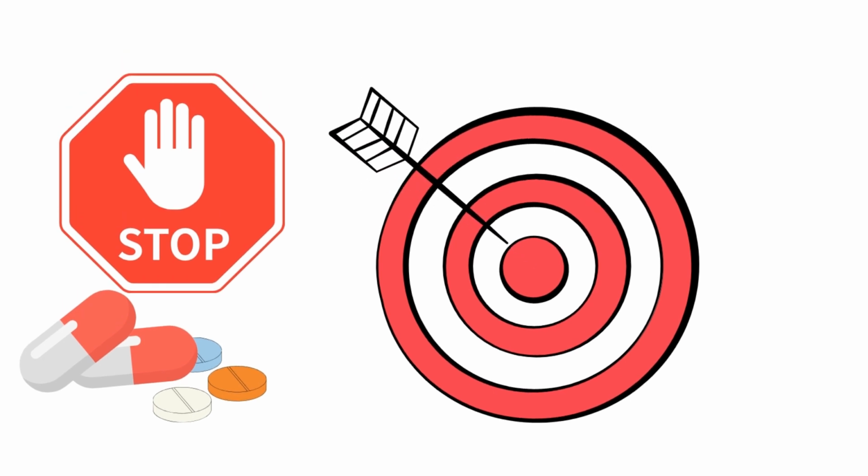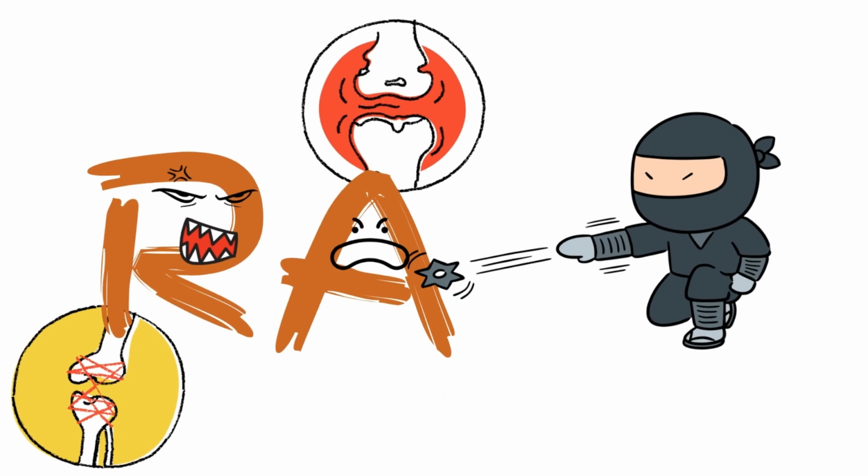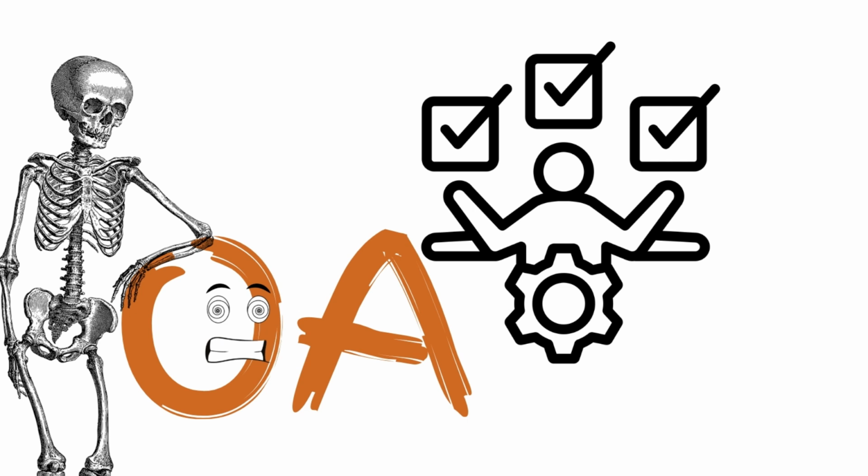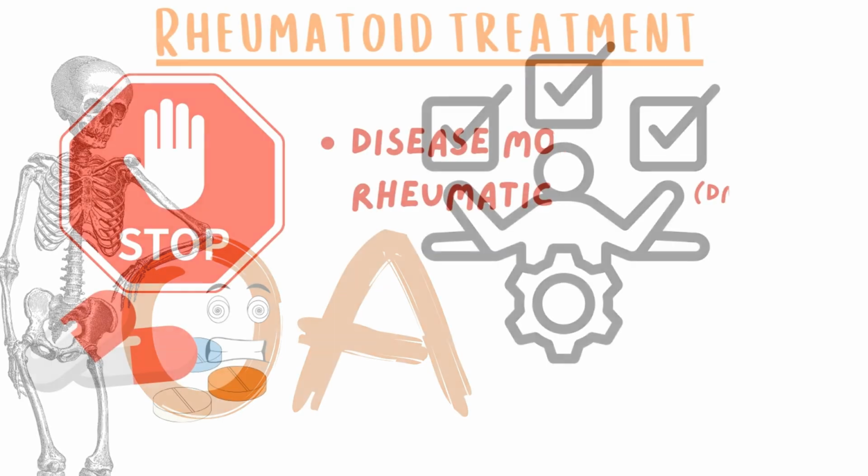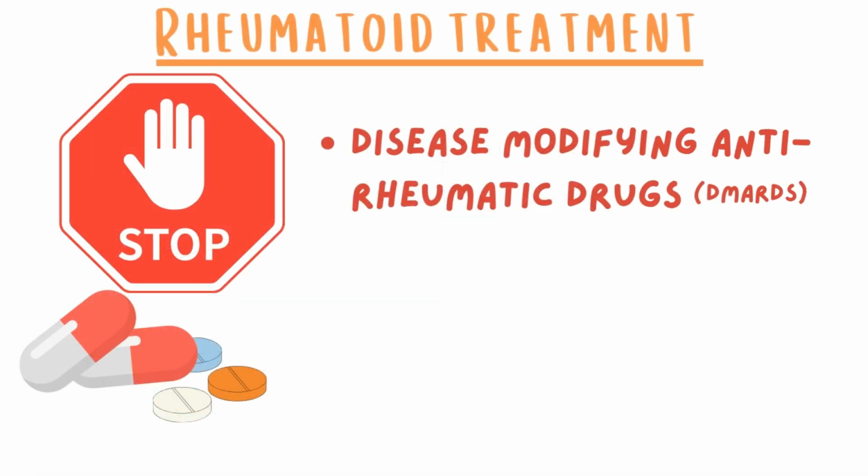Understanding why we choose certain drugs is so important for you as a nurse. It's not just about giving pills for pain, it's about targeting the specific disease. And the goals of treatment, well, they're worlds apart. So for RA, the mission is to suppress that haywire immune system and stop it from wrecking the joints. But for OA, it's much more local. It's about managing pain and inflammation right there at the joint and just keeping it working for as long as we can.